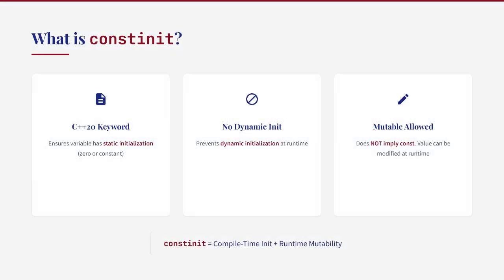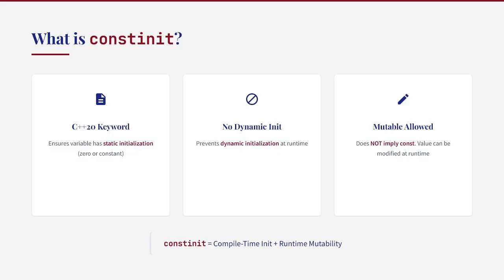Let's start with the basics. Constinit is a specifier introduced in C++20. It ensures that a variable with static storage duration is initialized at compile time. When we say static storage duration, we're referring to global variables, static class members, and static local variables. These are objects that exist for the entire lifetime of the program.